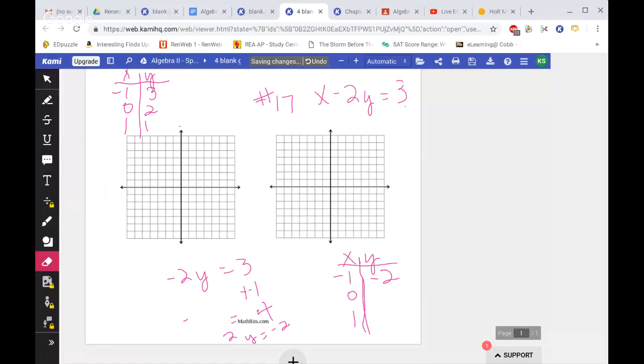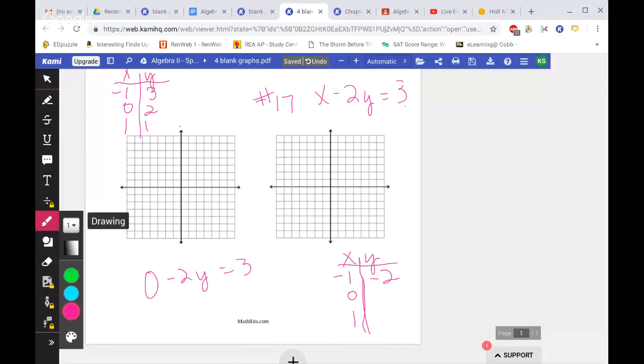And now I'm going to plug in a 0 for my x. And I have -2y equals 3. Divide both sides by -2. And I have y equals -3/2. Certainly always my favorite thing to do is graph fractions. That's basically right around -1.5. So not too big of a deal.